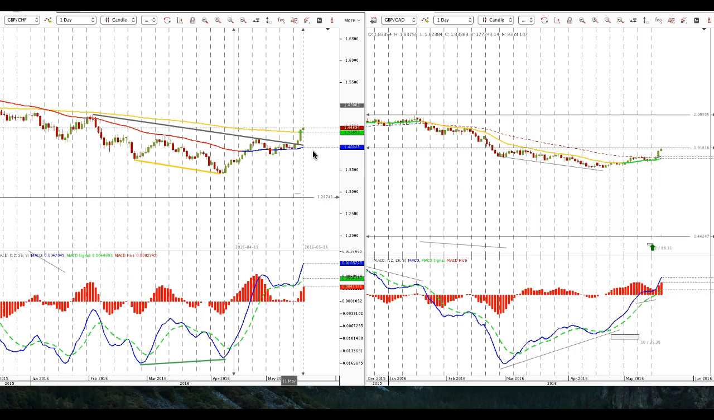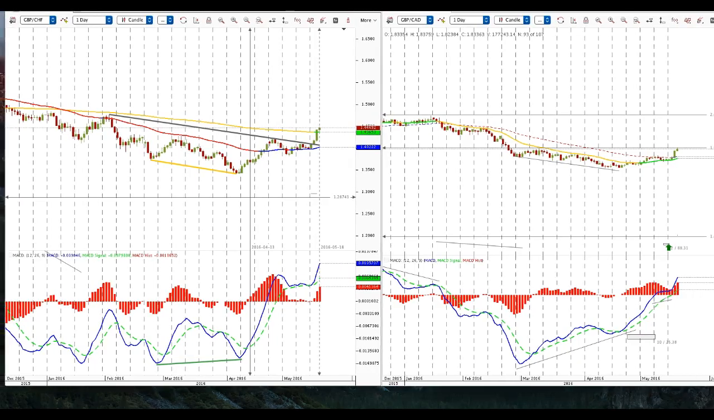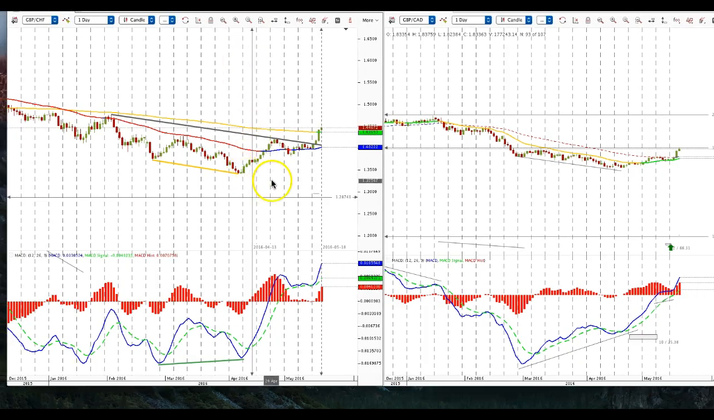Basically the pound dollar is extremely strong, and I wanted to do a short tutorial on daily charts and what to expect in the next coming week. The first pair is the pound Swiss. The pound is very strong against the Swiss. So let me just show you what's going on.